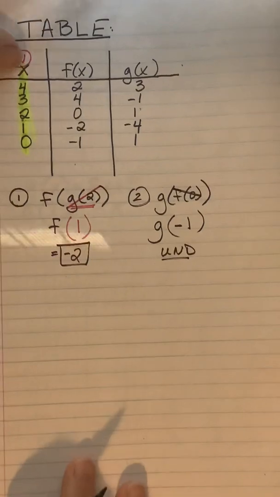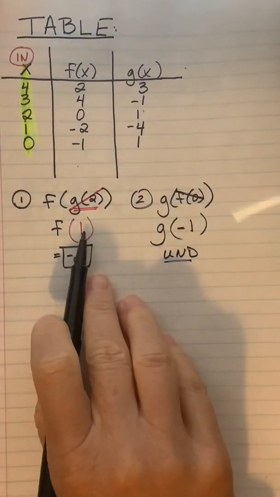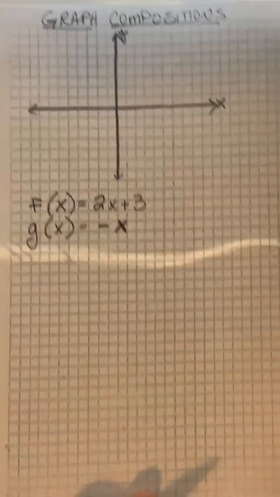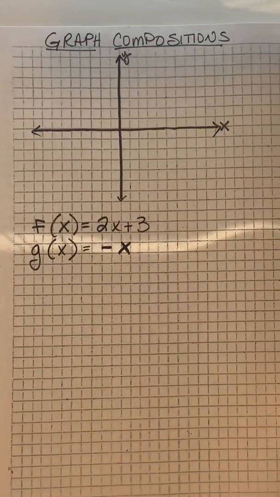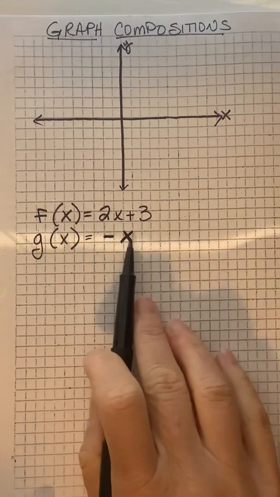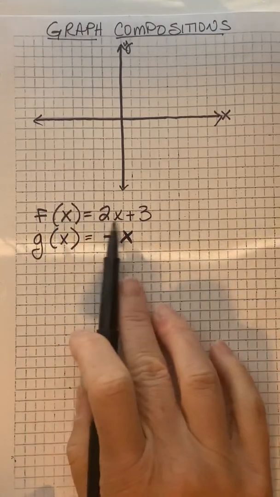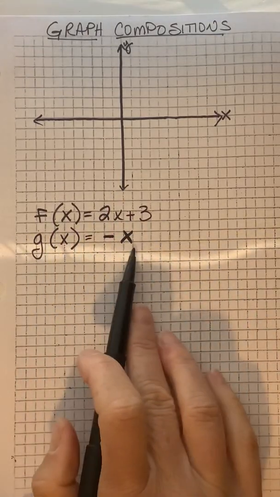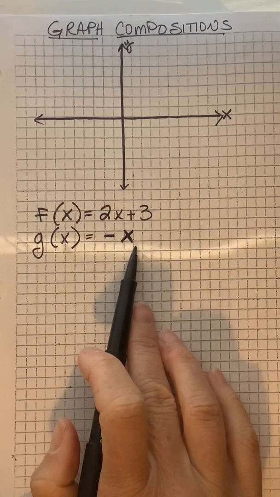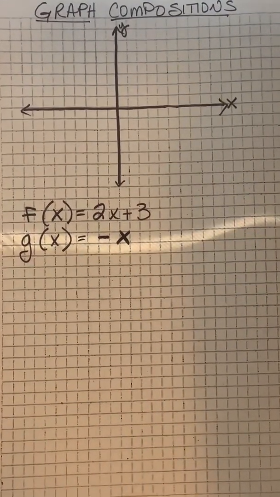All right, last one. So we've got algebraic, we've got tables. I love tables. It's just a snake. Still can get confusing though. All right, and my last one is my graphing of my compositions. So I've switched functions a little bit here. I have f of x, which is 2x plus 3, g of x, which is -x. I thought this would be a good time to go over graphing again.